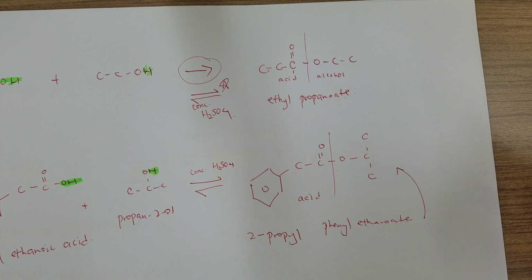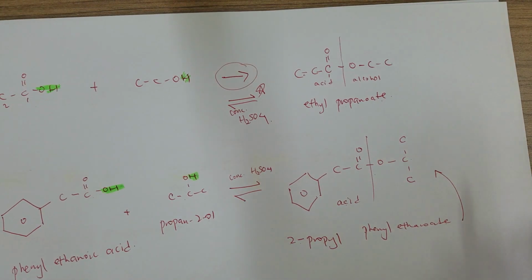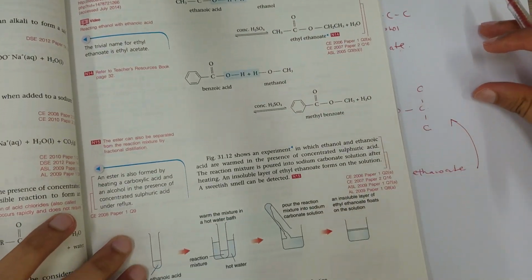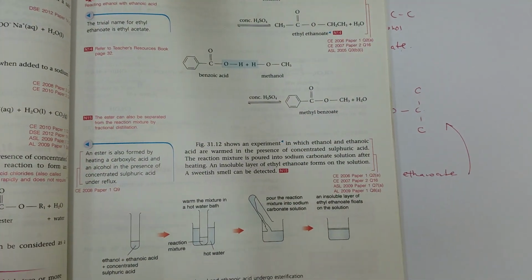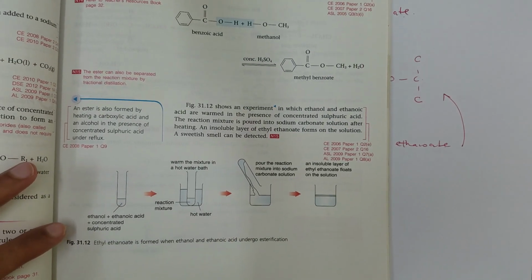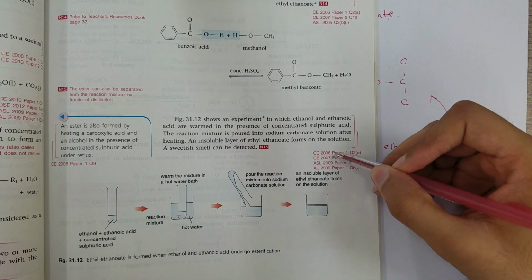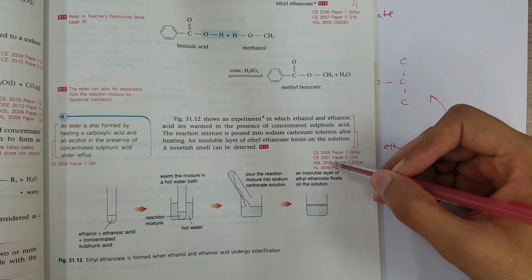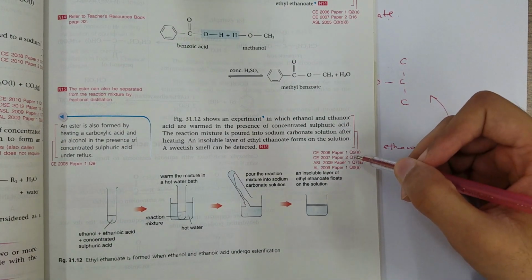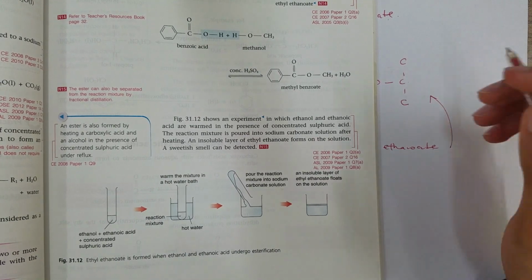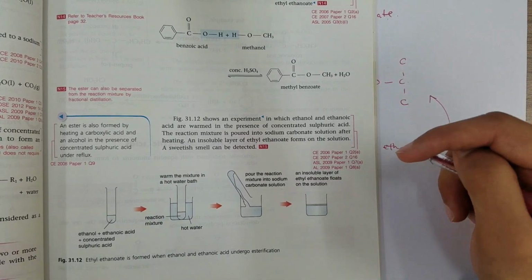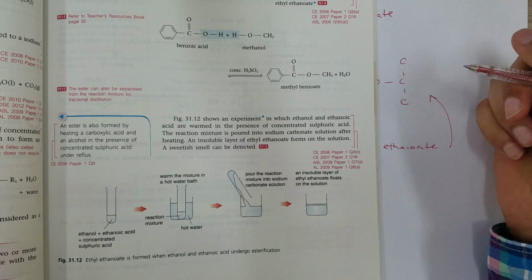So what happens in the lab? How do we make ester in labs? On page 109 over here at the bottom, you will be able to see this paragraph. You will see how important this is. In the past, CE and A levels have asked a lot, but at this moment, DSE have not asked anything yet. So you have to watch out for this one. Put a star over here.